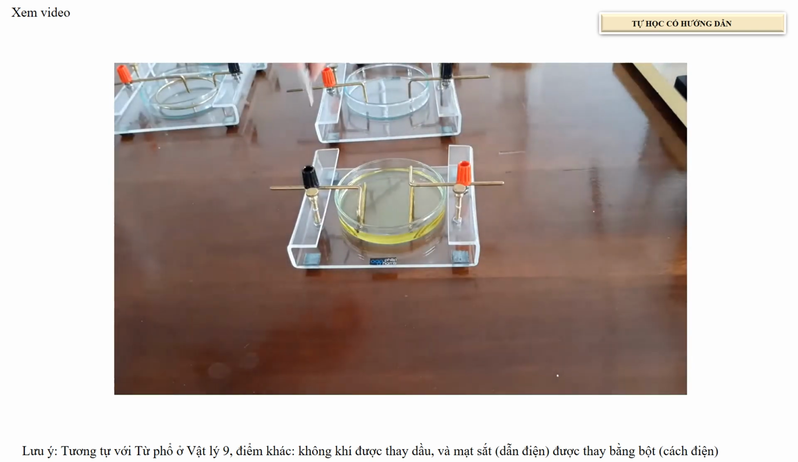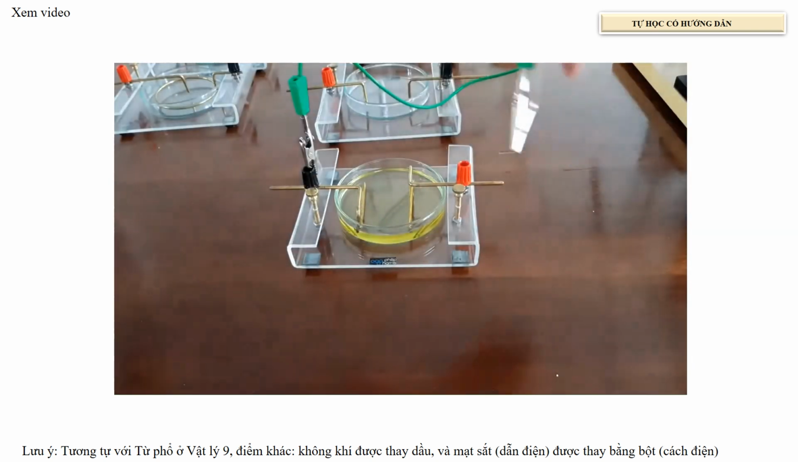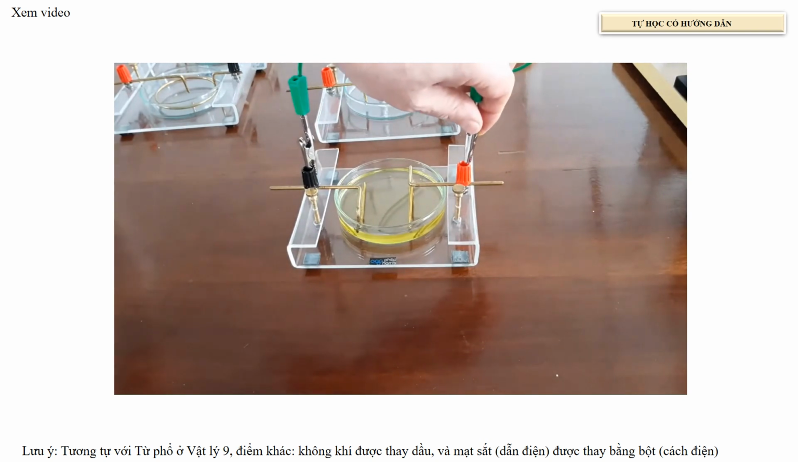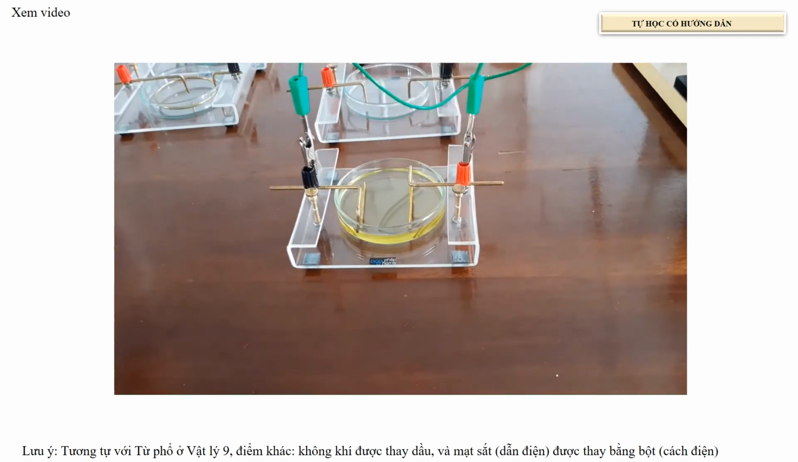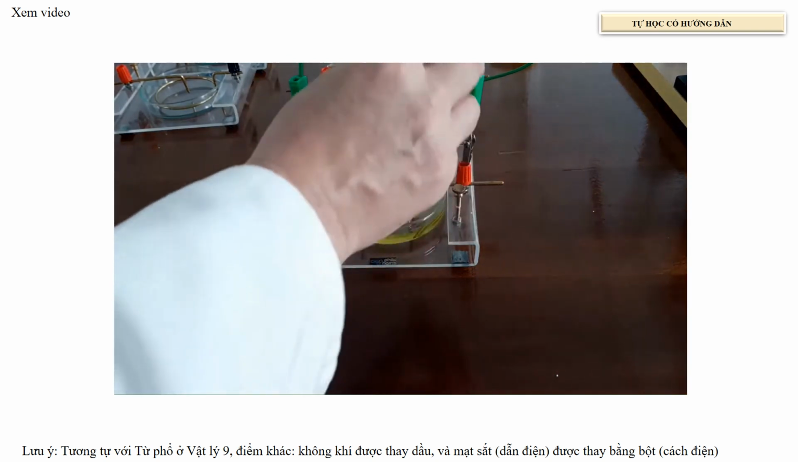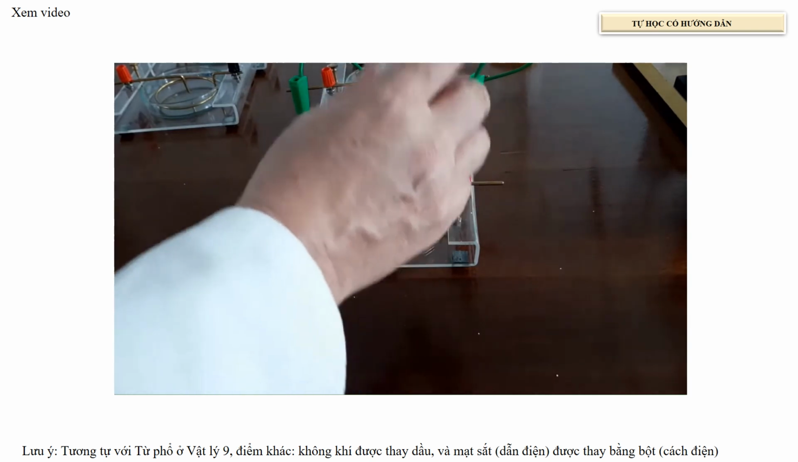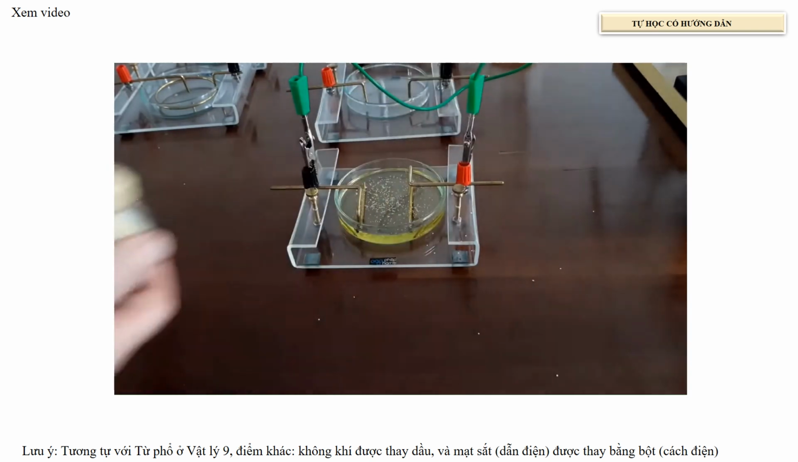I'm now going to attach the crocodile clips to the electrodes. So it's run from the Wimshurst machine, which is off to the right. And I've got some recently dried semolina in a pepper pot, and I just want a very light sprinkling on the top, on the surface. And we're ready to go.